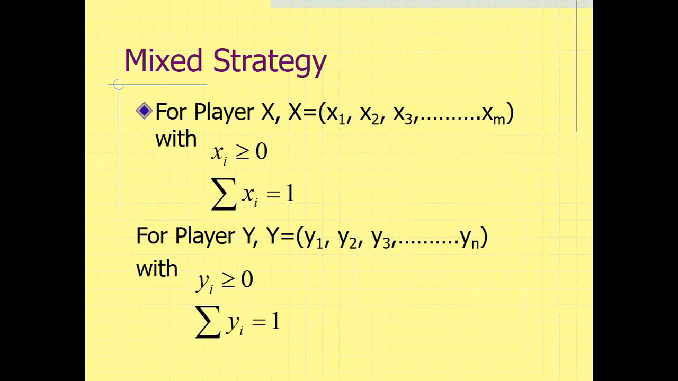So, a mixed strategy for player X is a vector X = (x1, ..., xm) of m non-negative real numbers that satisfies the condition sigma xi, for i varying from 1 to m, is equal to 1, where xi may be interpreted as the probability with which player X chooses the strategy i. Similarly, a mixed strategy for player Y is a vector Y = (y1, ..., yn) of n non-negative real numbers satisfying the condition sigma yj is equal to 1, where yj may be interpreted as the probability with which player Y chooses strategy j.